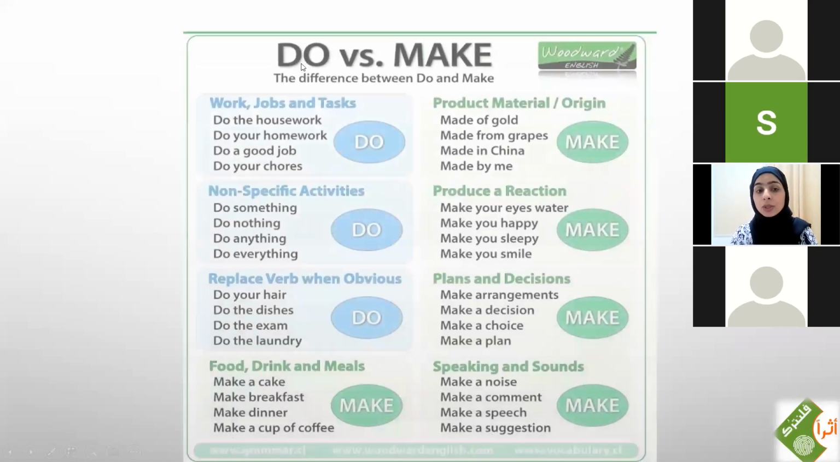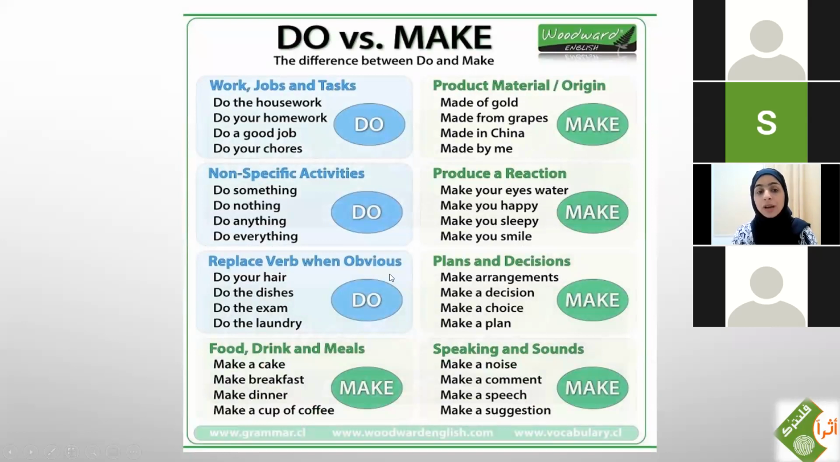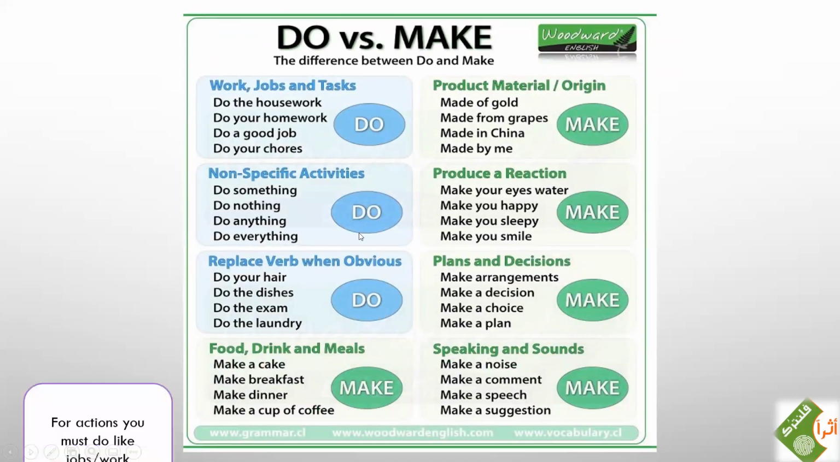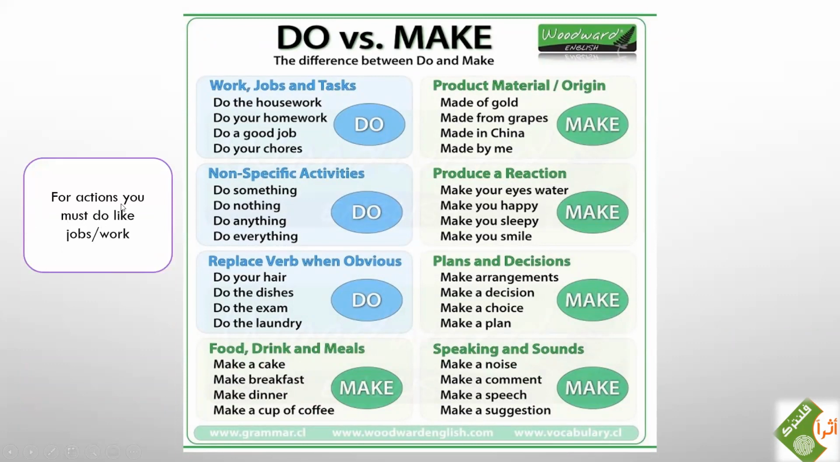Now, also one of the most important things that will always be repeated in your exams: questions about do and make. If you have a look at those examples, we can say that we will use do for actions you must do, like jobs or work. For example, do the housework, do the homework, do a good job, do something, do your hair, or do the exam. And by the way, it's do or does.